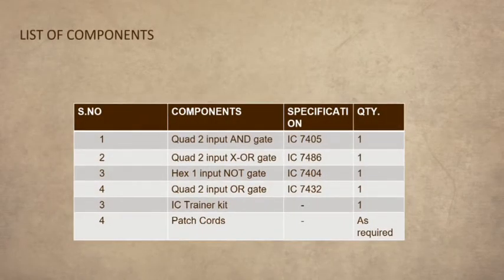List of components. 2 input AND gate, the IC specification number is 7408. 2 input XOR gate, 7486. 1 NOT gate, IC 7404. 2 input OR gates, IC 7432.